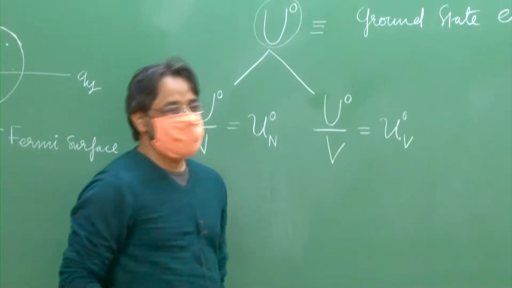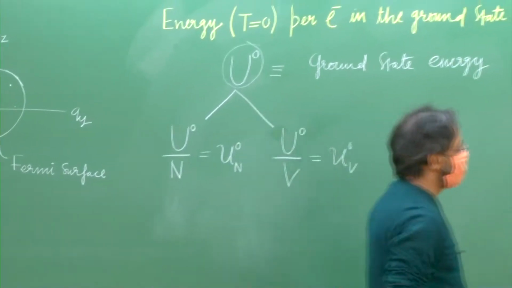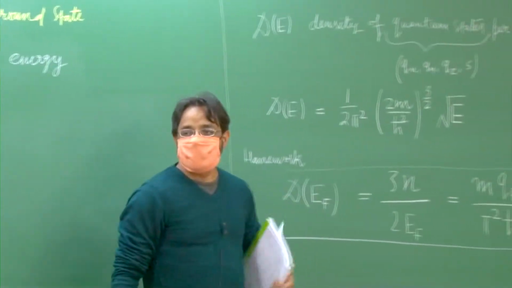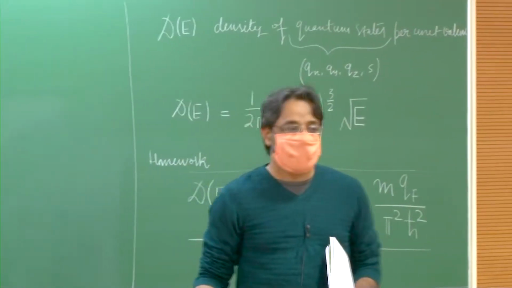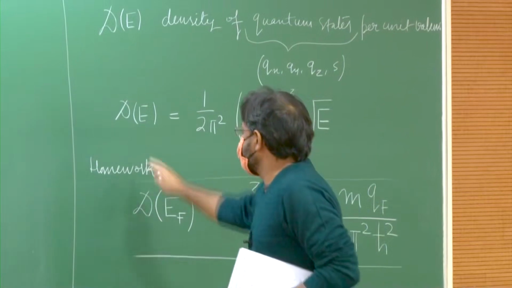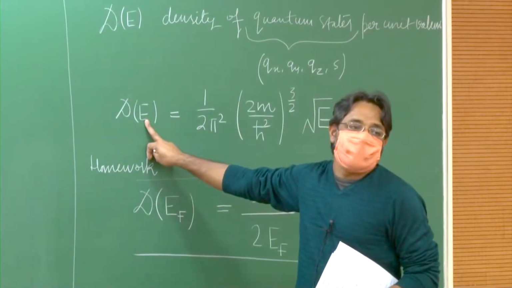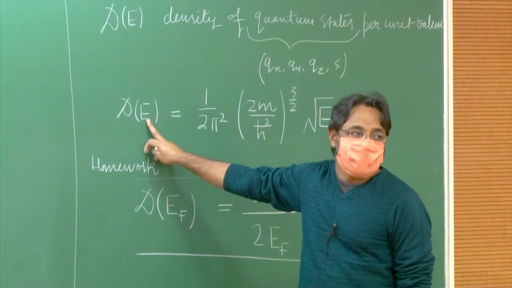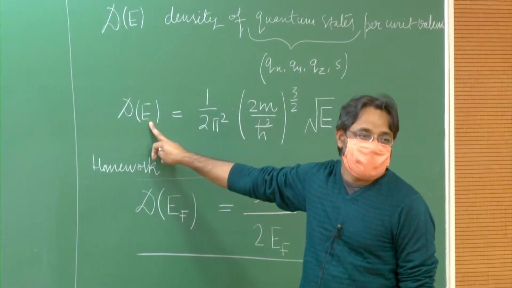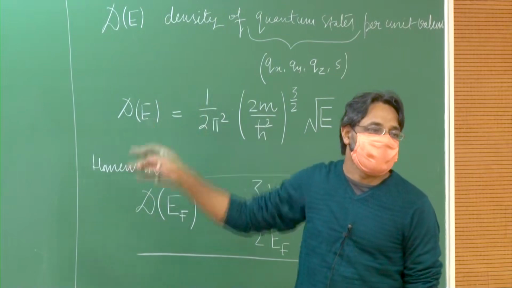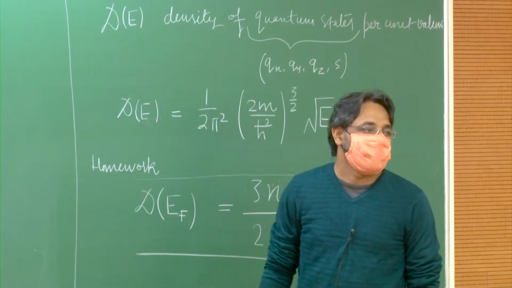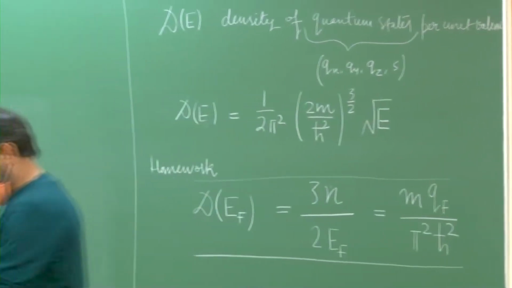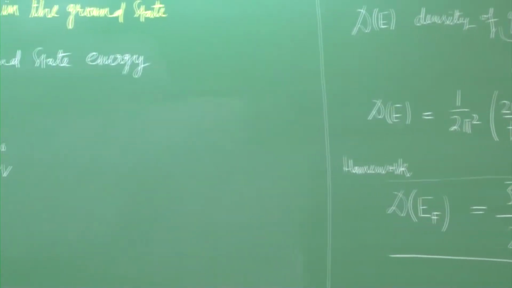The other method is that you already have an expression for g(E), the density of states at energy E. If you multiply it with E, you will get the energy of all the states that are at E, and then you integrate it from 0 to EF and you will get your answer. Either way you can get it. Okay. So, let us take the first path.